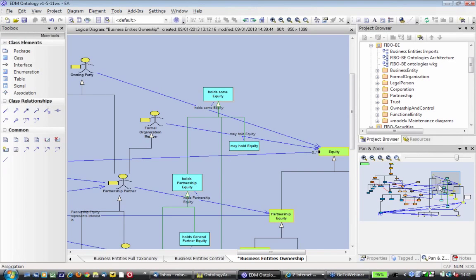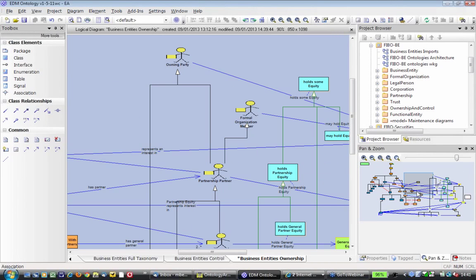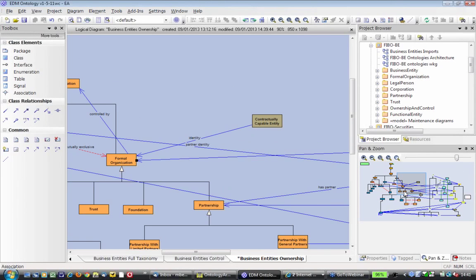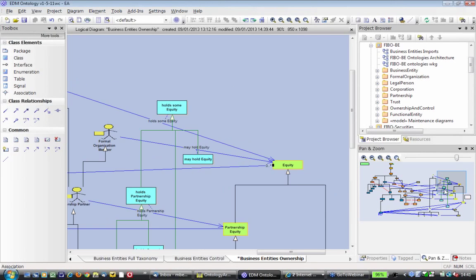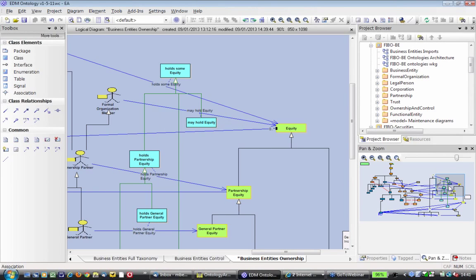On the ownership side, we looked at control just now very briefly, but let's start with ownership. You have an owning party, which was already in the model without any formal terms around it. An owning party in this sense doesn't just mean anything that owns anything, so owning shares and so on is a separate term. But an owning party is something that holds some equity in something that of necessity has equity.